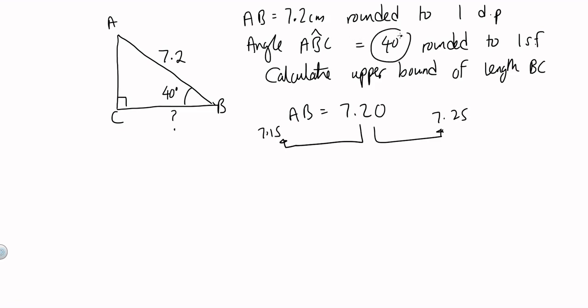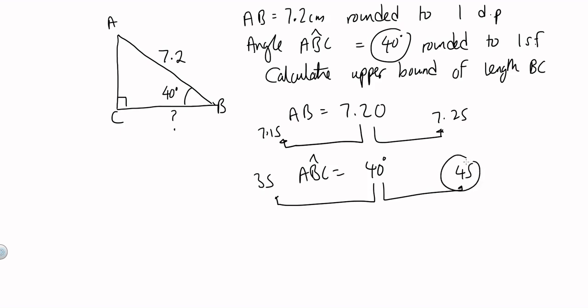Right, for this 40 degrees, it's been rounded to 1 SF. So angle ABC is 40 degrees. It's been rounded to 1 SF. The upper bound for that is 45 and the lower bound is 35. So if you pick any number which is less than 45 but bigger than or equal to 35, rounded to 1 SF will give you the 40.